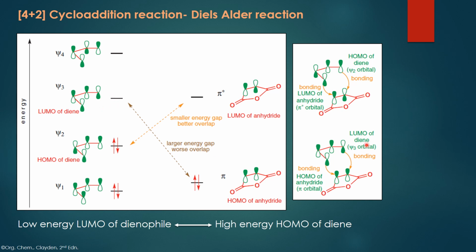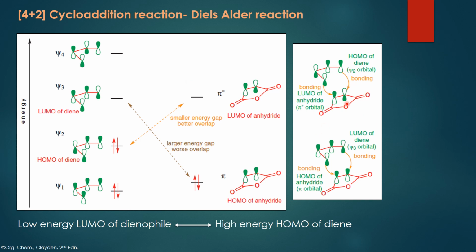So here we can see the LUMO of the dienophile, that is the psi3 orbital, and the HOMO of the anhydride, that is the pi orbital. Here also they are in phase. So there are 2 chances for the interaction between the 4 pi component system and the 2 pi component system. That means there are 2 chances of interaction, the Diels Alder reaction.